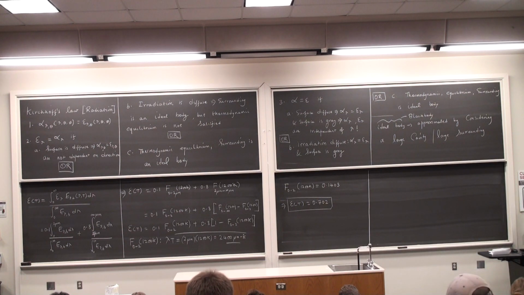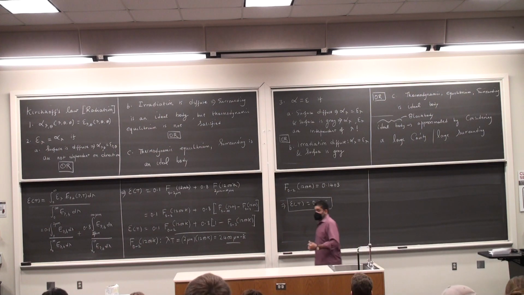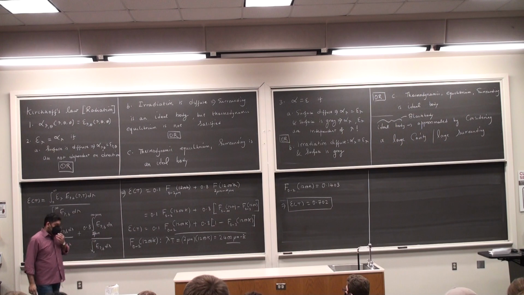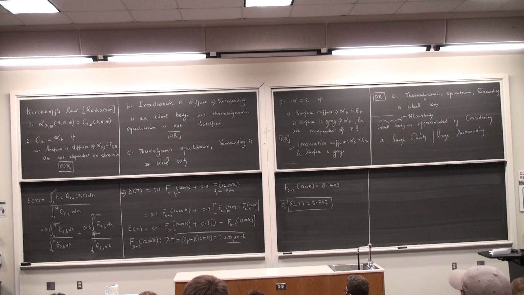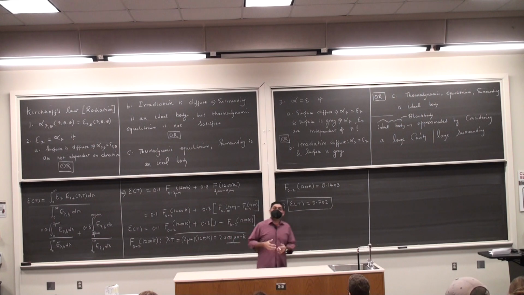Does this make sense to everybody? Exact same procedure for alpha lambda. And why is it the exact same thing? Because you have already recognized that the surrounding is an ideal body at the temperature of 2400 Kelvin. So all these calculations are going to be repeated for alpha lambda, but at a different temperature. So the fractions are going to be different, but the procedure is going to be the same.